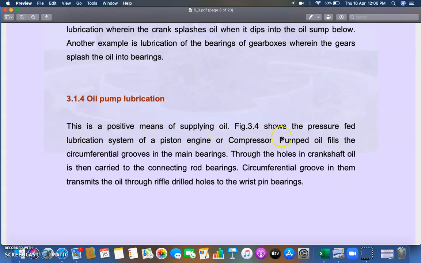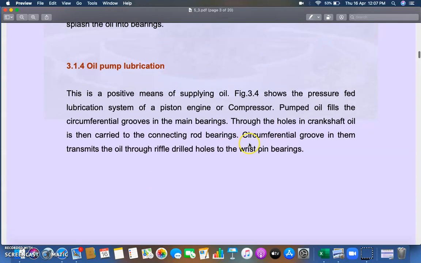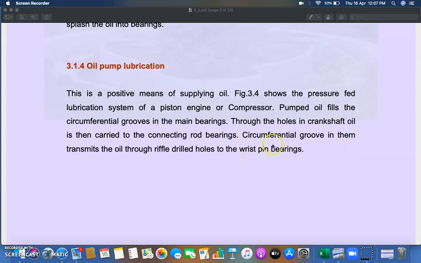I will show you the diagram. This is the pressure fed lubrication system of a piston engine or compressor. Pumped oil fills the circumferential grooves in the main bearing. Basically, it fills the circumferential grooves with the supply of oil, and through the hole in the crankshaft, the oil is carried to the connecting rod bearings. The circumferential grooves then transmit the oil through the rifle drilled holes to the wrist pin bearings.